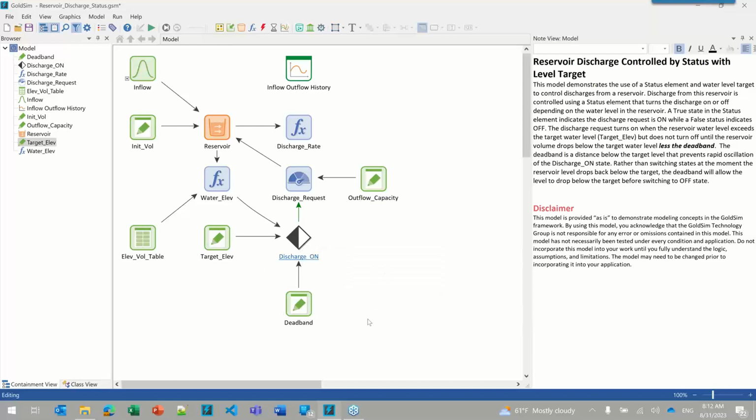So we can do that with a deadband. A deadband is nothing more than just a little bit of a zone that we add, and this is just a depth value. We just allow it to draw down a little more below the target before we turn it off. And you can do it on the off or the on side or both if you want, but let me show you what that does.